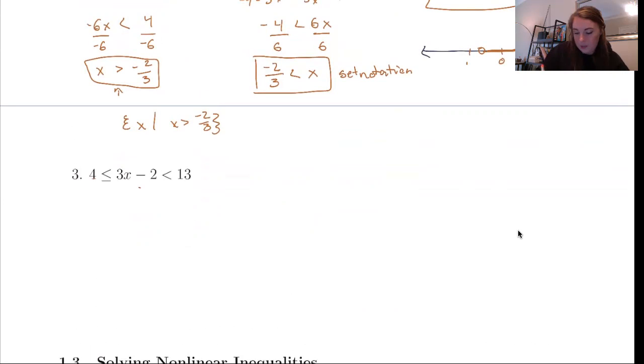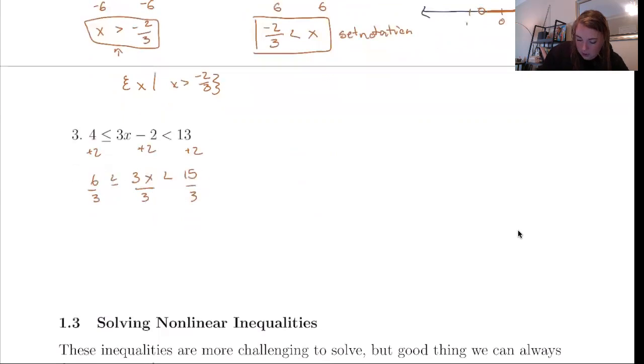Oh my God, sorry. So what we do to one side, we have to do to every side. So plus 2, and plus 2. So I'll have 6 less than or equal to 3x, which is less than 15. Divide by 3, because I want to get x alone. And what is that? 2 less than or equal to x less than 5.